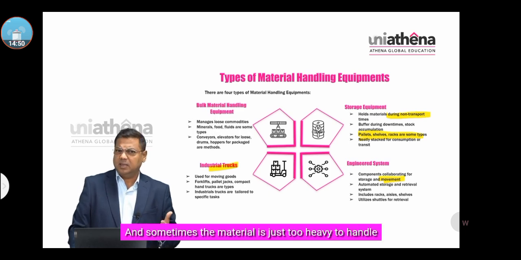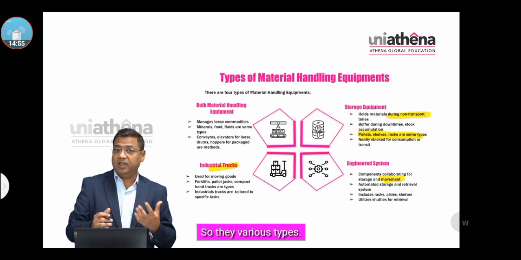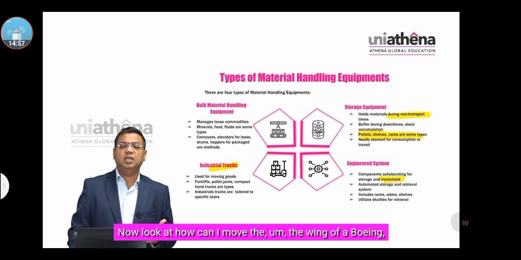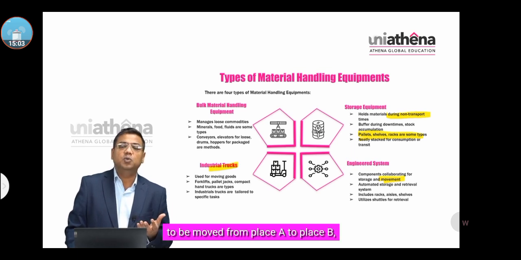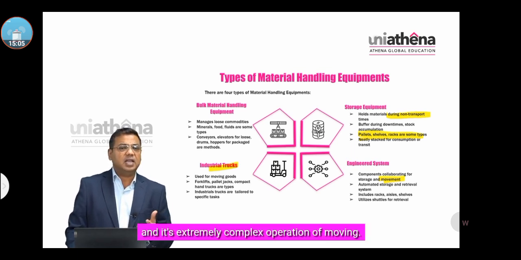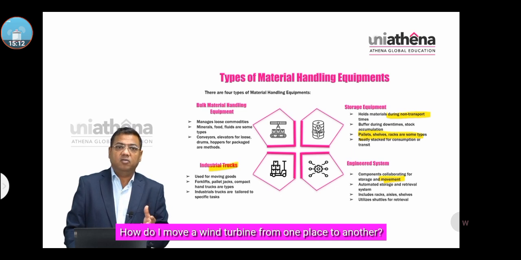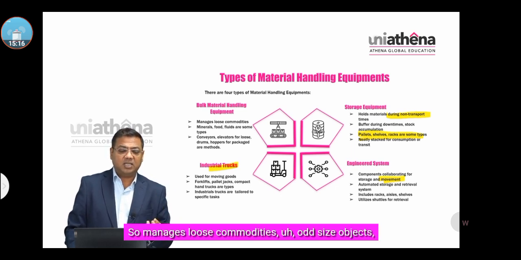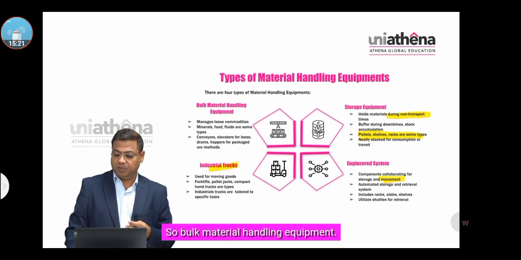And the bulk material handling. Sometimes the material is just too heavy to handle by any of these means. Now look at how I can move the wing of a Boeing. The wing of a Boeing is one of the biggest components to be moved from place A to place B, and it's an extremely complex operation. And look at a wind turbine. How do I move a wind turbine from one place to another? Bulk material handling equipment manages loose commodities, odd size objects, and all of these can be moved.